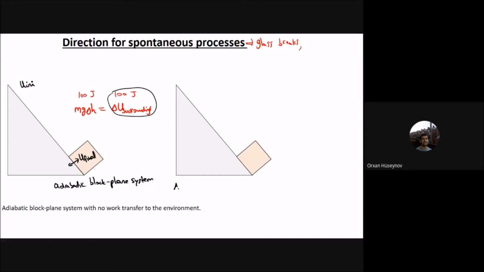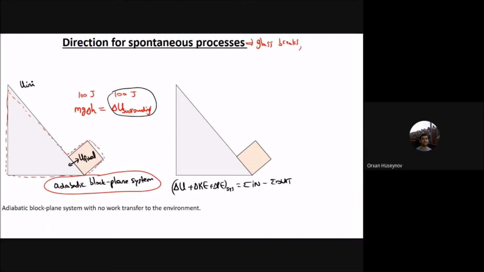So if you know the first law of thermodynamics, it says that the sum of the change in kinetic energy, potential energy, and internal energy of the system should be equal to that in minus out. This is the first law of thermodynamics. And for this process here, there is no heat transfer. The system, I have said it, is the adiabatic block-plane system, because this block with that plane is always my system.